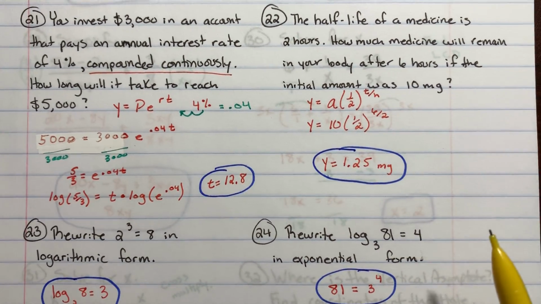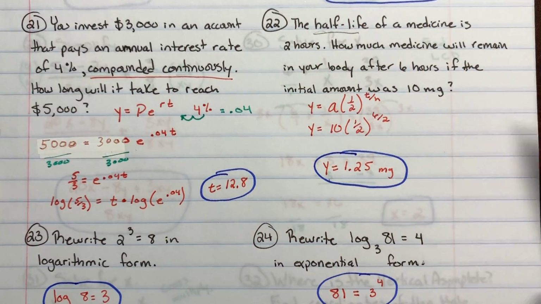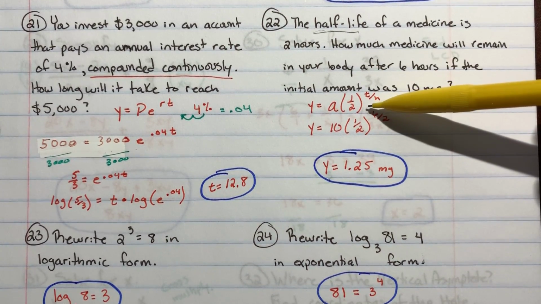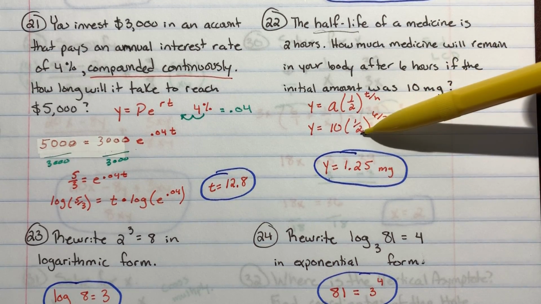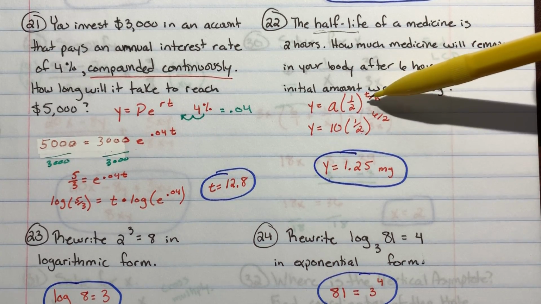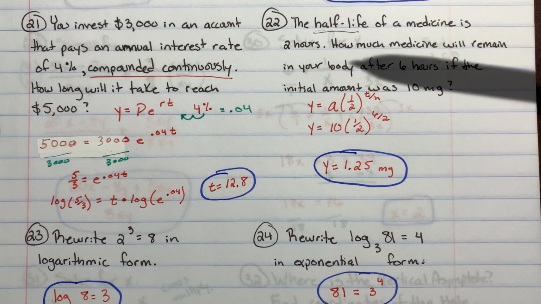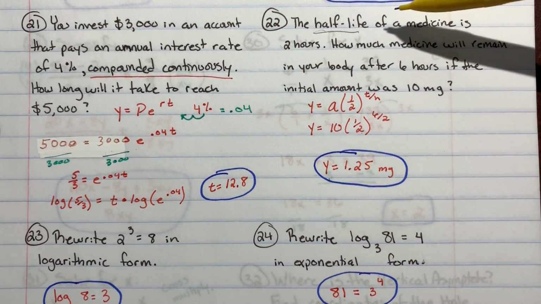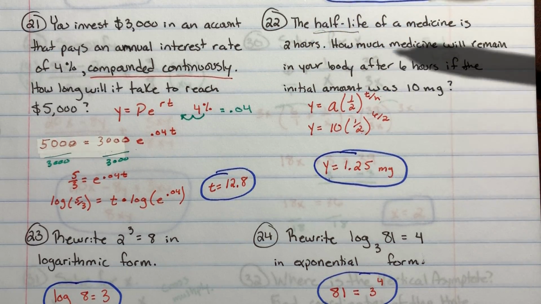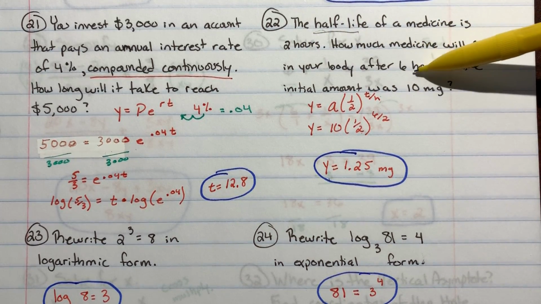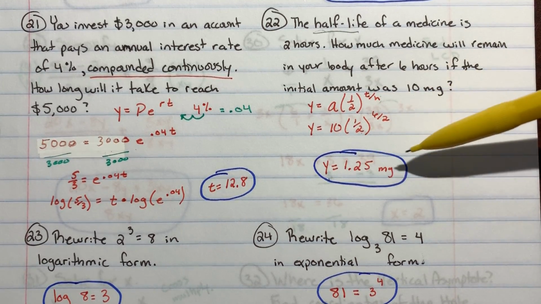22. There's our half-life problem. I didn't underline it, but that's half-life. Here's the equation. Initial amount, 10, half, raised to the T over H. This is the time over the half-life amount. It says the half-life of the medicine is 2 hours. So that's why the H is 2. And then the time you're looking for is after 6 hours, so 6 there. Plug all those numbers in, and you get this.